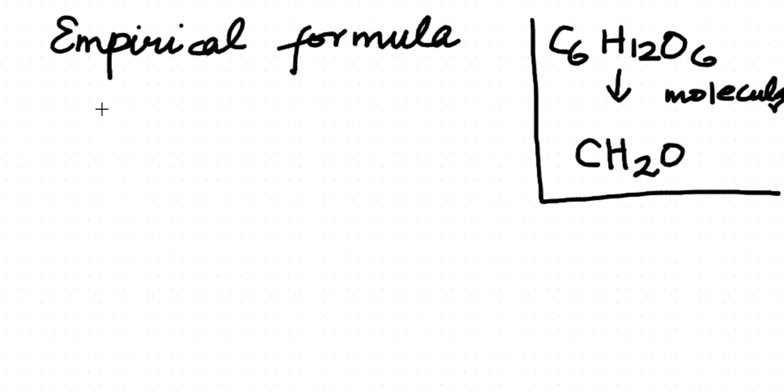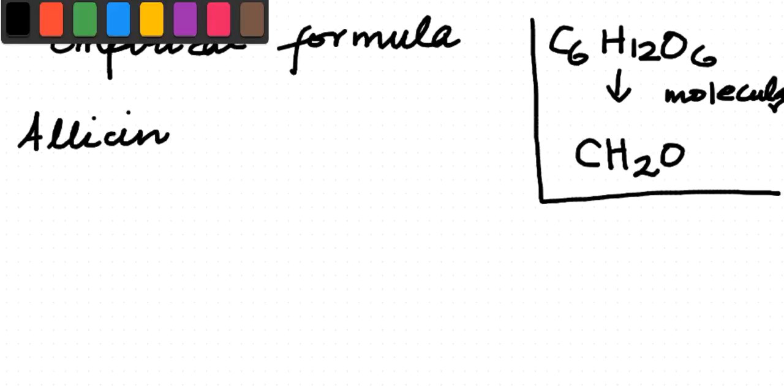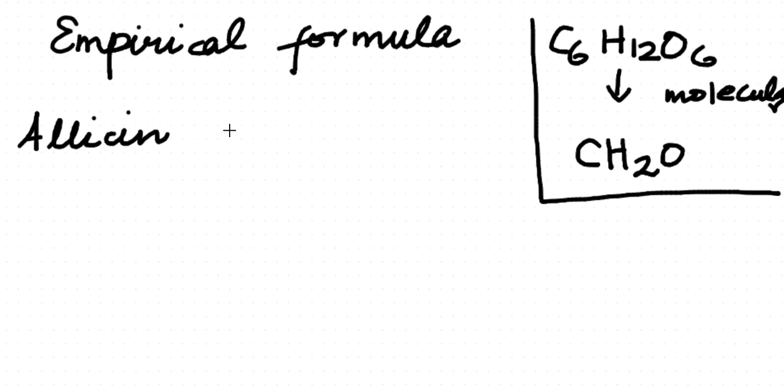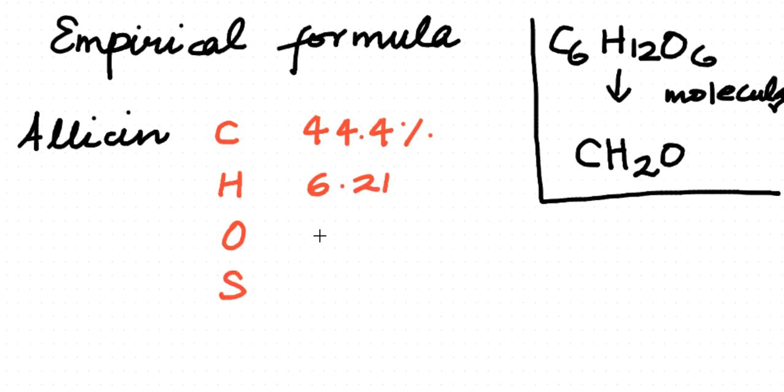So now let's look at a question. There's a compound called allicin. What its name is not really important to this question, but I'm going to write it regardless. And the percents as given in this question are carbon 44.4%, and then we have hydrogen, oxygen, and sulfur. Now hydrogen is 6.21%, oxygen is 9.86%, and sulfur is 39.5%.